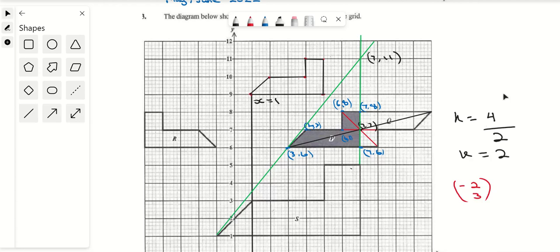Right, and this is labeled as image T. And that is how you would do this question. Now, this is the first method.